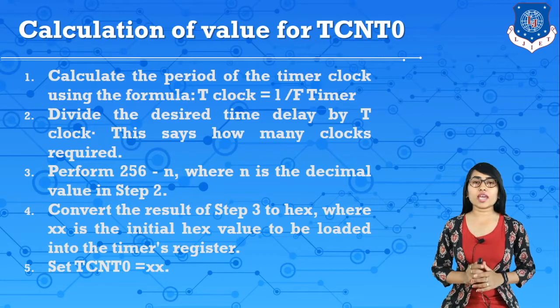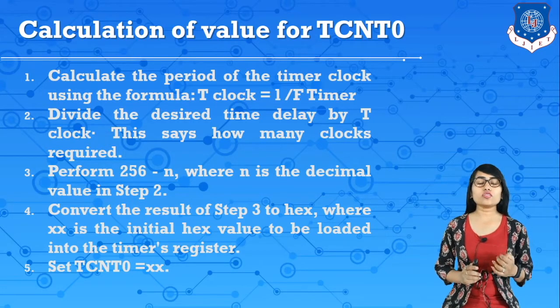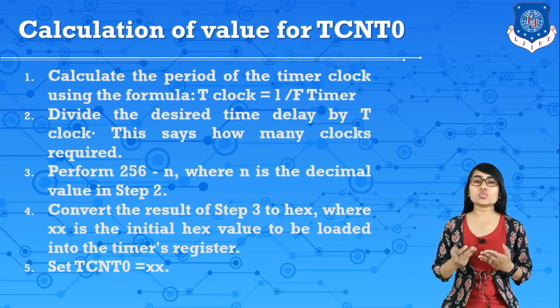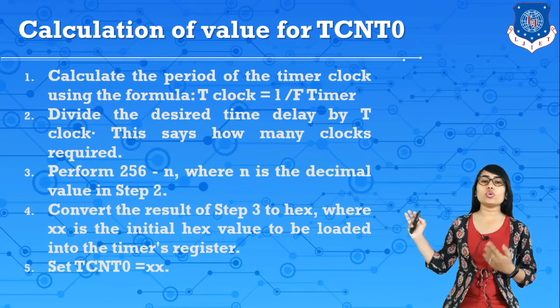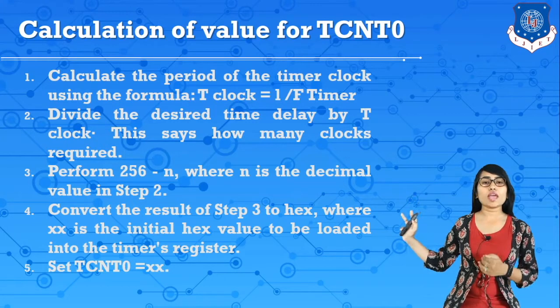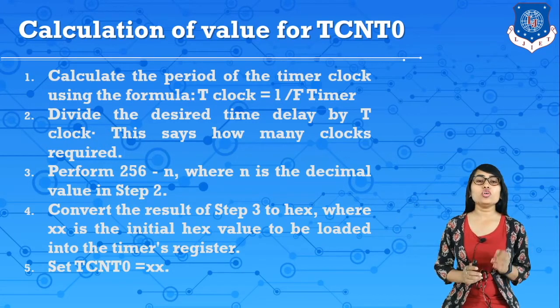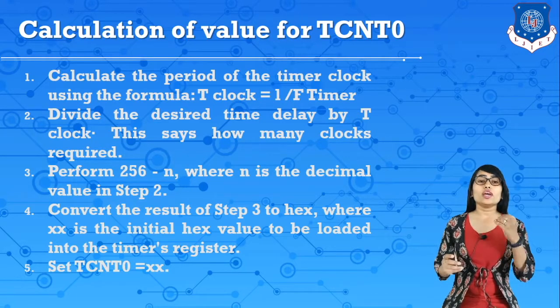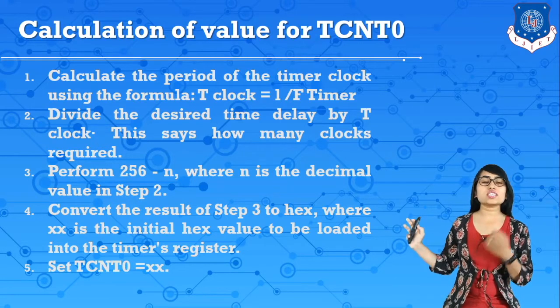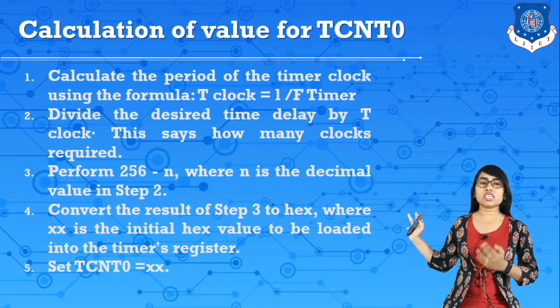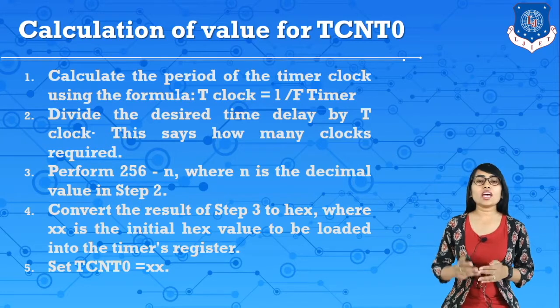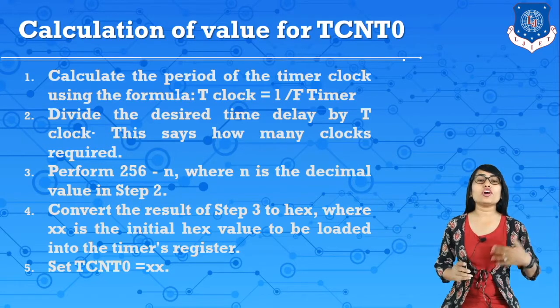Calculate the period of the timer clock using the formula T clock is equal to 1 upon F. So first of all, we have to calculate the time duration. We can calculate the time duration from the frequency of our AVR. Now this time duration is used to divide our desired time delay. So divide the desired time delay by this T clock, and we get how many clocks are required for the desired time delay.